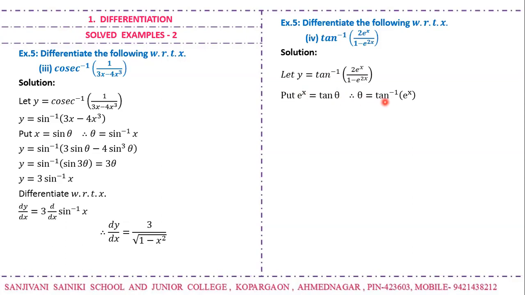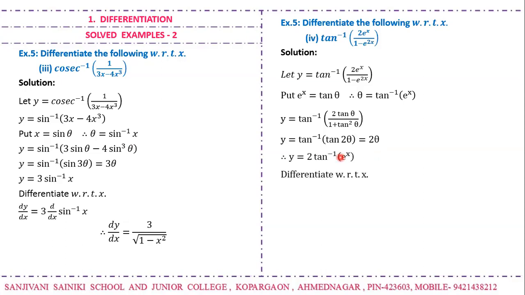So theta is equal to tan inverse of e raised to x. After putting the value and simplifying, we get y is equal to 2 theta. That means y is equal to 2 tan inverse of e raised to x. Now differentiate it with respect to x.